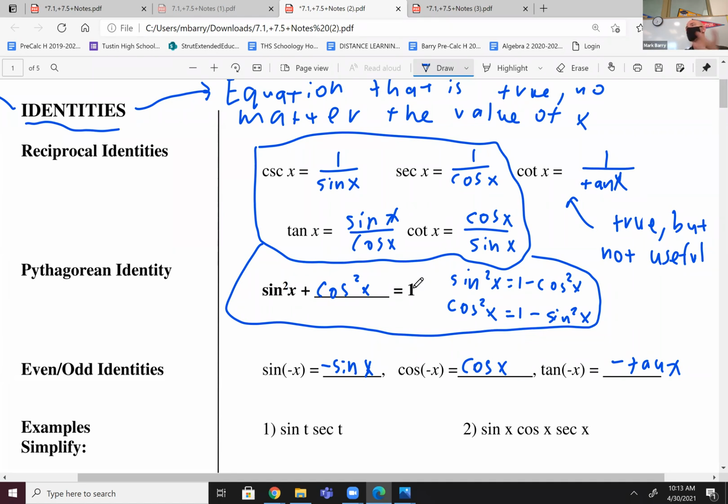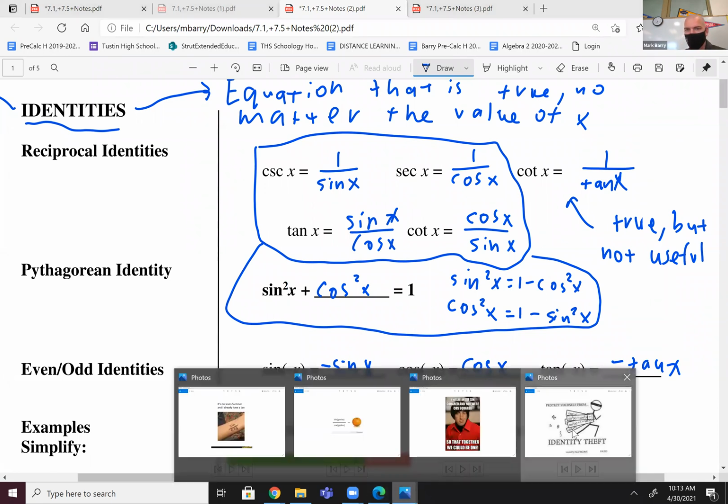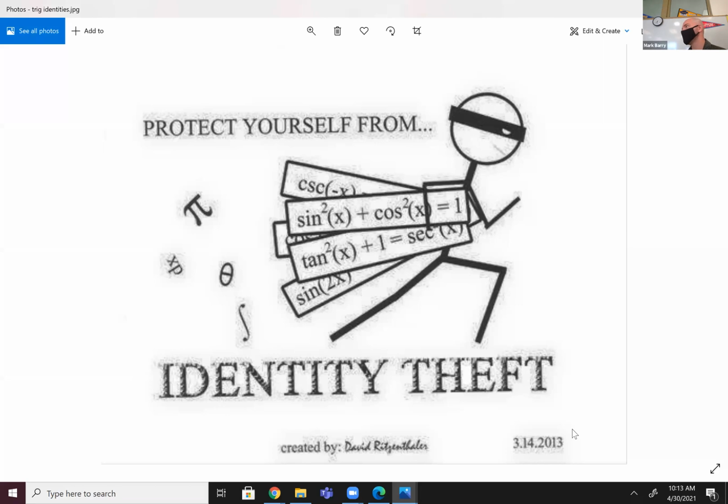All right, so we got a little meme for this because if you have all these identities, what do you have to worry about? Well, I would say you have to worry about identity theft. Get it? See, he's got the sine squared plus cosine squared equals 1 there, and he's trying to steal it. That's identity theft. Get it? It's funny. All right.